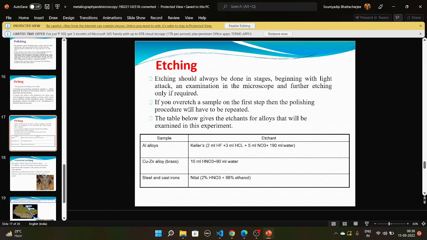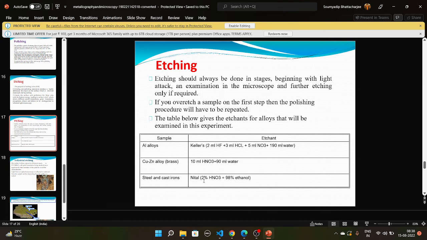And the different etchants are mentioned, I think, in the next slide. Industrial etching is also there. Etching should always be done in stages, beginning with a light attack and examination in the microscope, and further etching only if required. If you over-etch a sample on the first step, then the polishing procedure will have to be repeated. The table below gives the etchants for alloys that will be examined in this experiment. I think for you the last one, steel, you will be using nital. Make sure when you are using this, you take proper precautions.